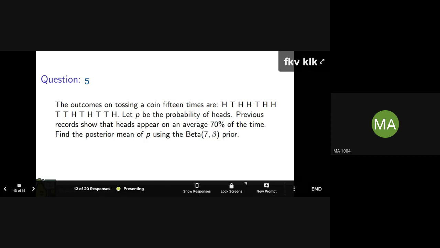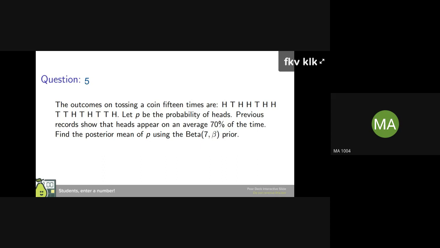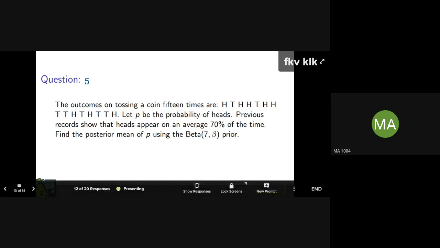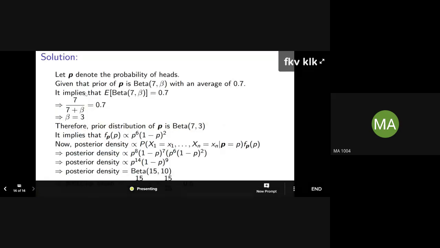Here also we had to find the posterior mean of P using the beta prior. So we have the parameter P, and we don't know its value, and it follows some distribution. From the prior knowledge we know its prior distribution is beta with an expectation of 0.70. Again we can use this information to find this beta, and we also have the outcomes of the coin tosses. Using that, we will find the posterior. Let p be the probability of heads, given the prior of p to be beta with average 0.7. Again we first find the beta value. Once we find it, we get our prior distribution for p.